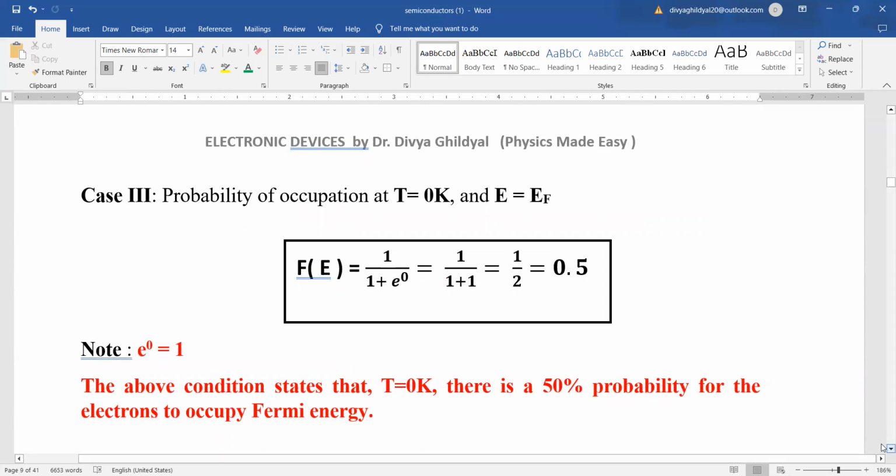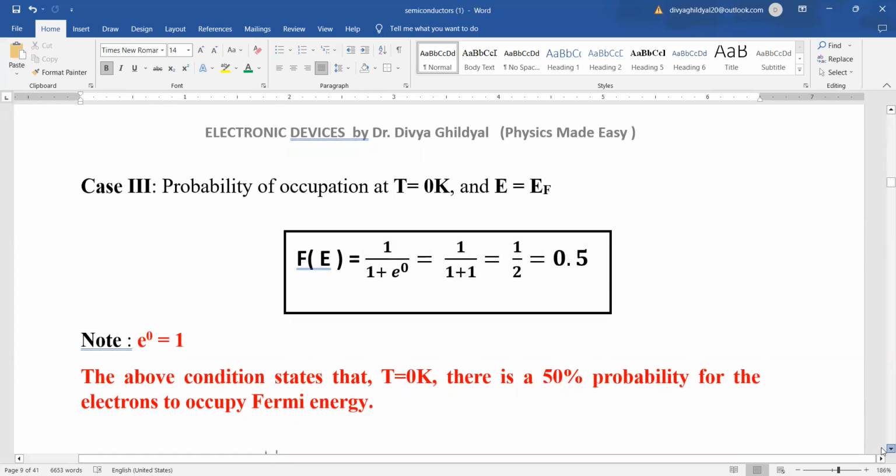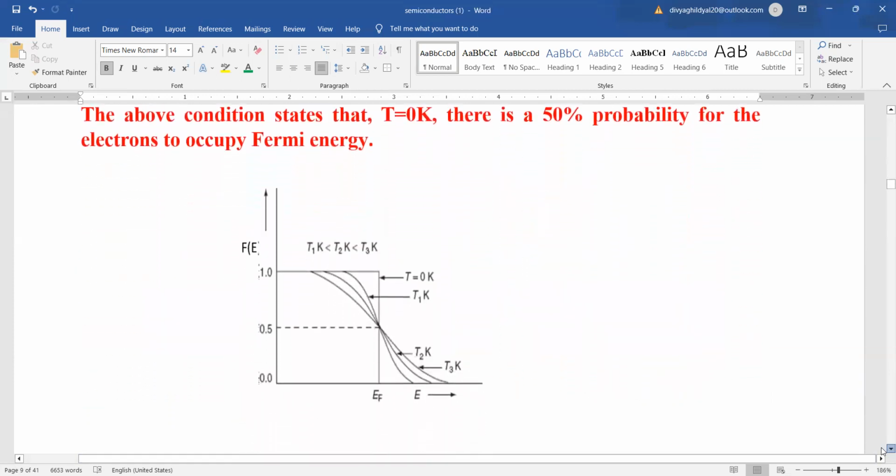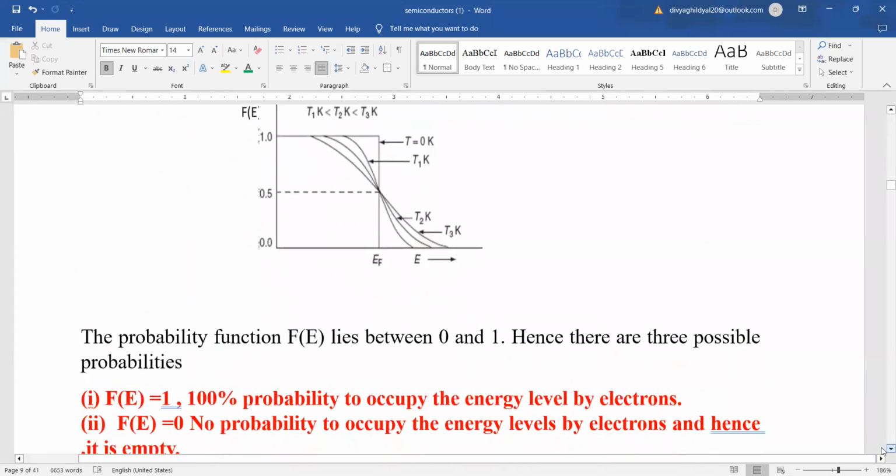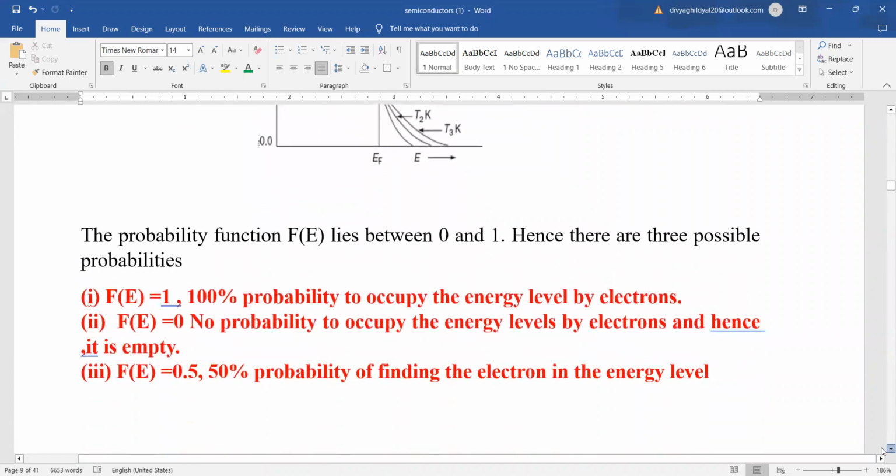The probability of occupation at T equal to 0 Kelvin, with energy level equal to Fermi level, becomes 1 upon 1 plus e to the power of 0. Mathematically, e to the power of 0 is equal to 1. So this reduces to 0.5 or 50% probability for the electrons to occupy the Fermi energy. This diagram we can explain. See here, I will tell you.